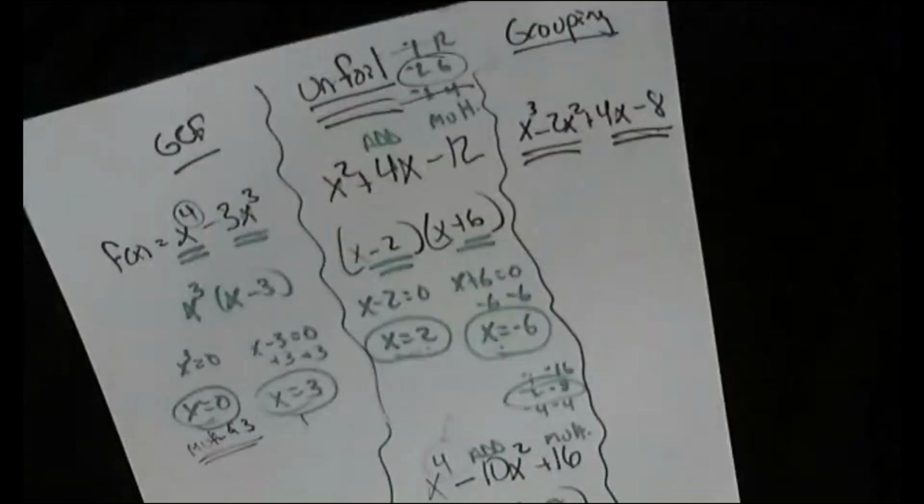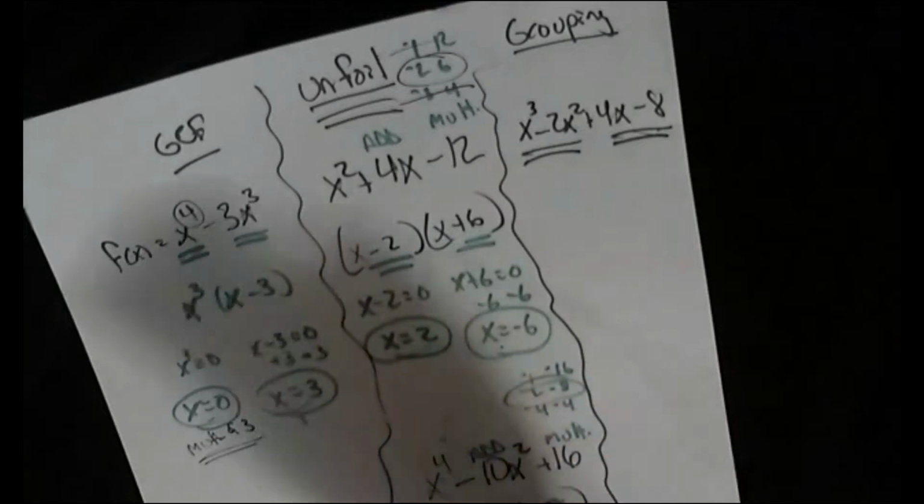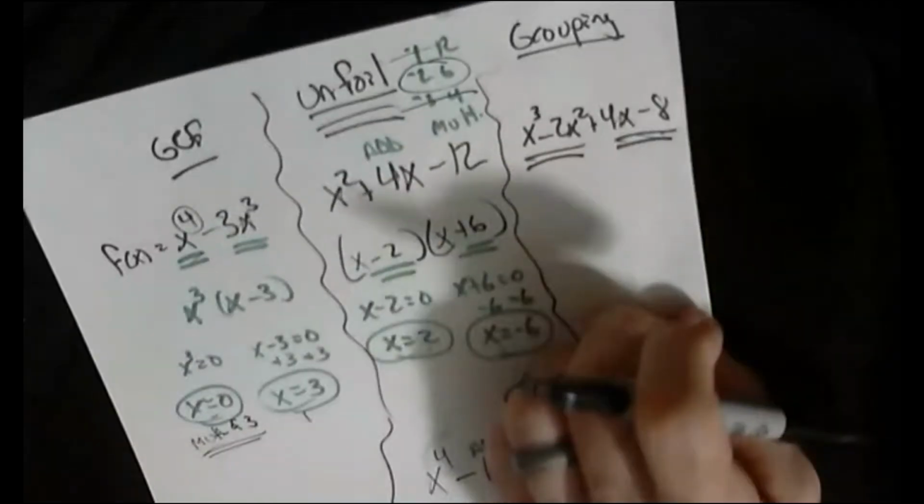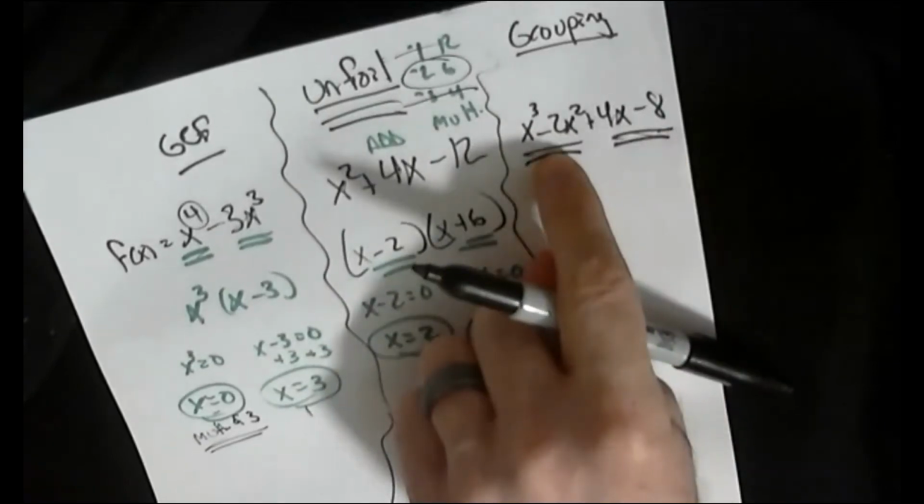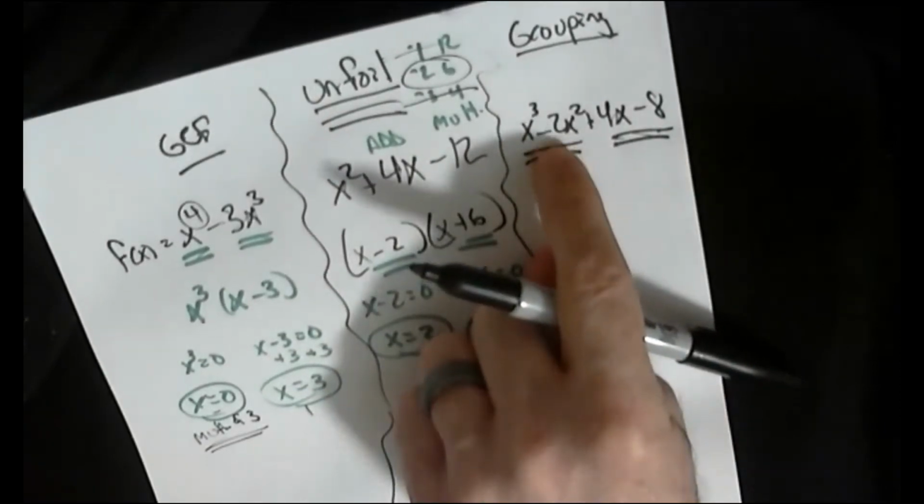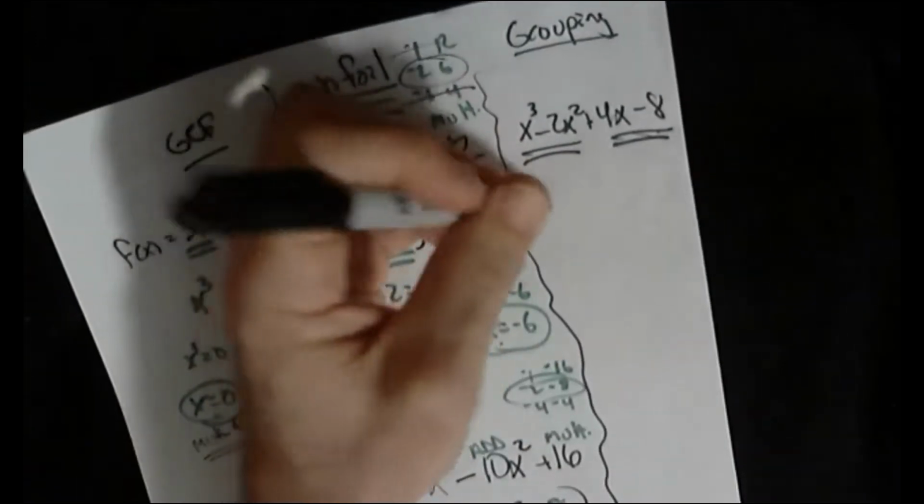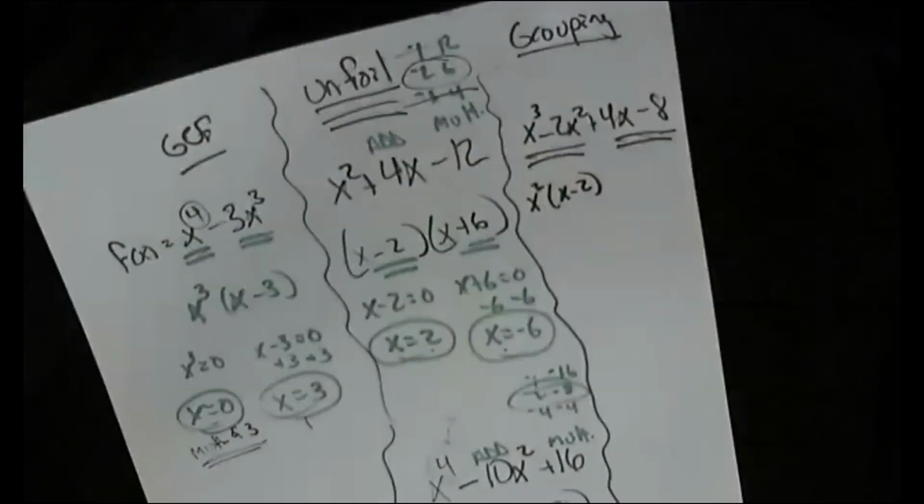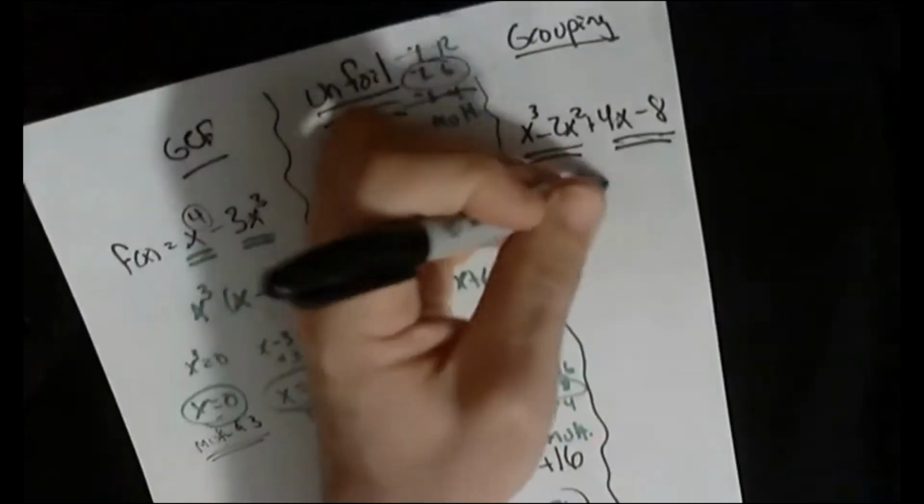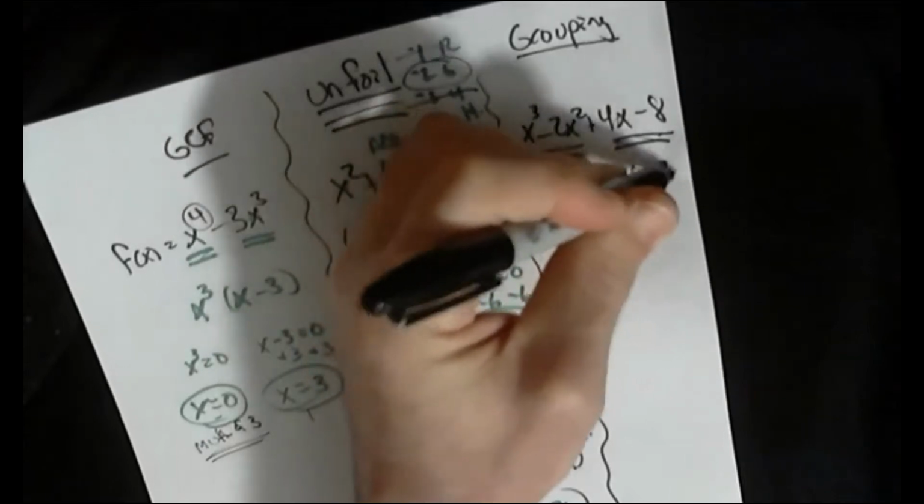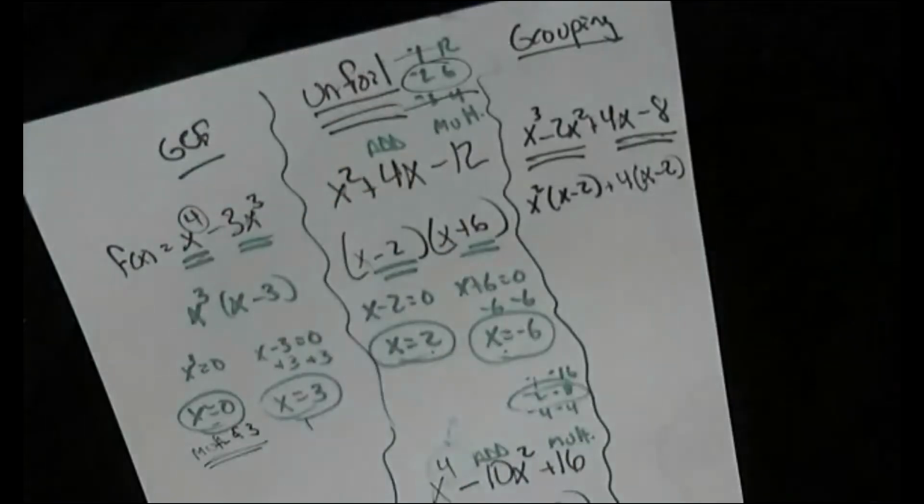To factor by grouping, we factor these groups individually. So I'm going to break my problem into 2 groups. I've got group number 1 and group number 2 here. So this x cubed minus 2x squared, I'm going to factor this group first. Looking at this group, I can factor out an x squared, which leaves me with x minus 2. If I factor this 4x minus 8, I can factor out a 4, which leaves me with x minus 2.